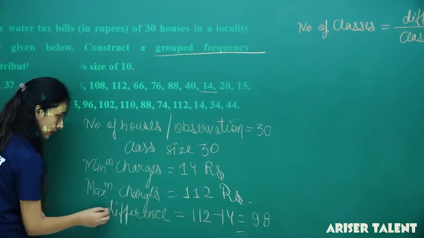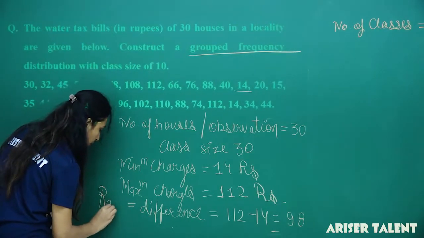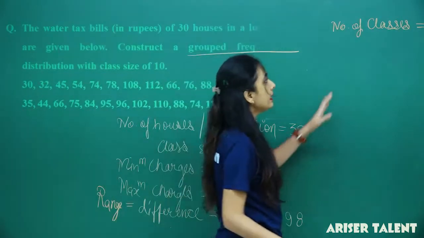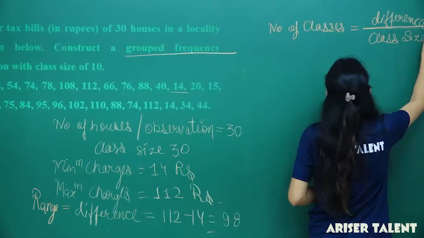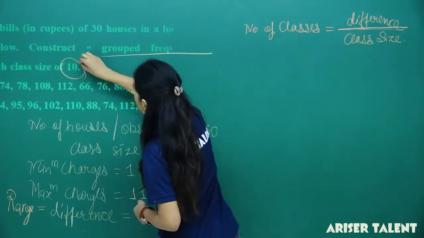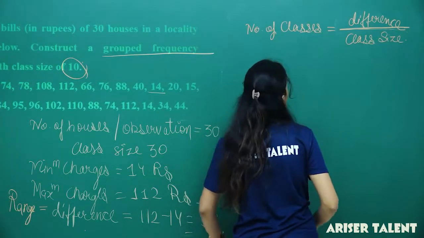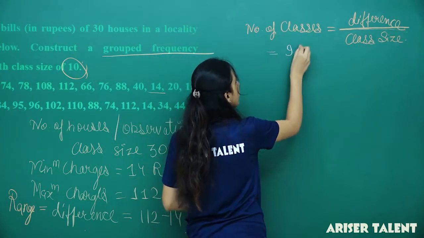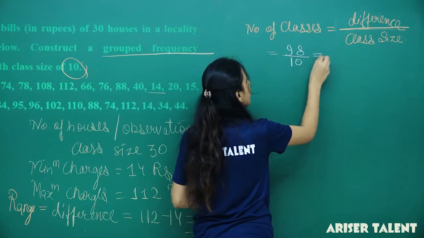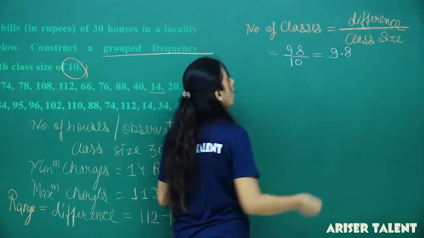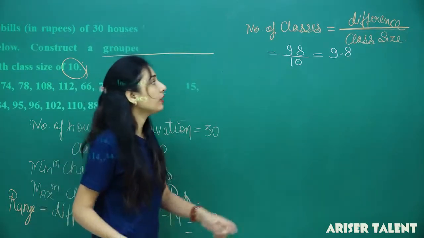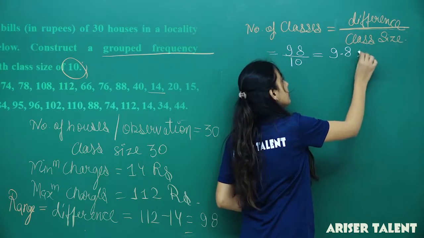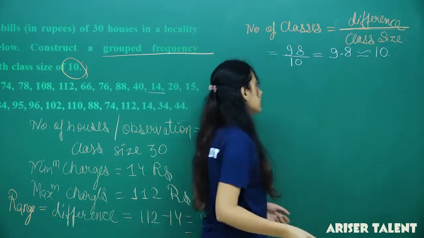This difference is what you call the range. So, range equals difference equals 98 that you have taken here, and class size is given as 10. So the difference is 98 upon 10, and that will give you 9.8. Now, number of classes cannot be like this, so we will take it as approximately equal to 10, right.